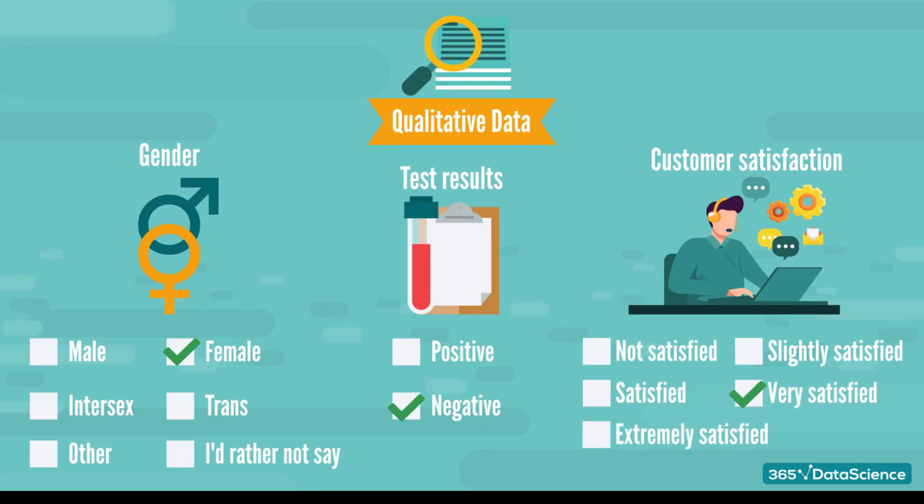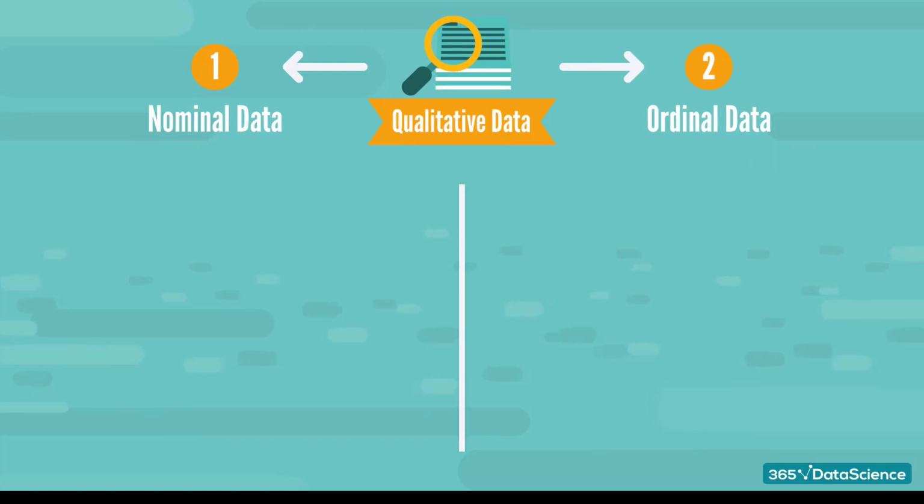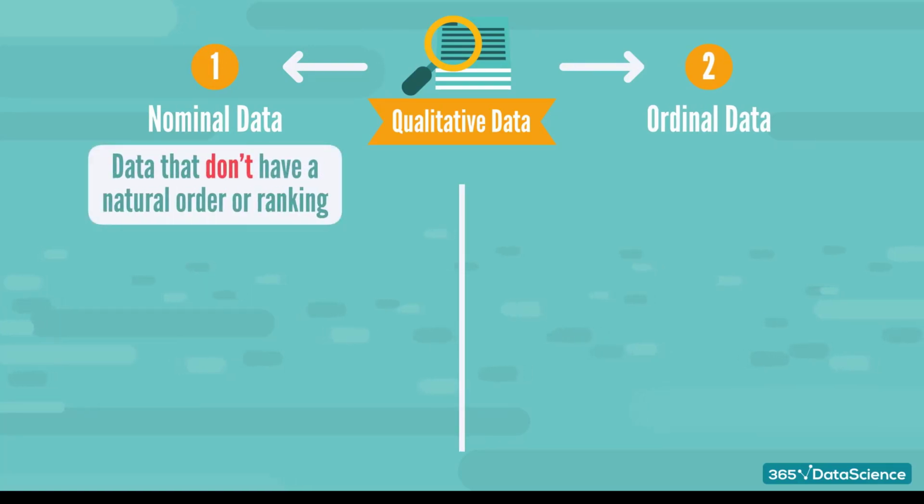But how can you possibly measure this? Quite often, researchers try to record qualitative data with numbers to quantify their meaning. As such, they can be categorized into two types: nominal and ordinal. When we say nominal data, we mean data that don't have a natural order or ranking. They just cannot be measured. Even when coded with numbers, the order is arbitrary and calculations with these data are meaningless.